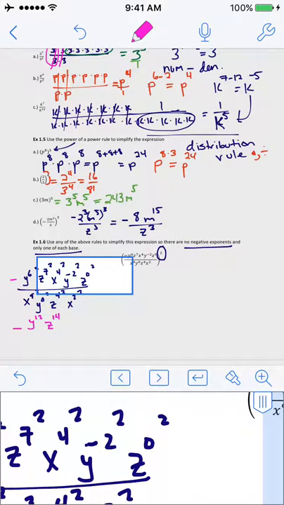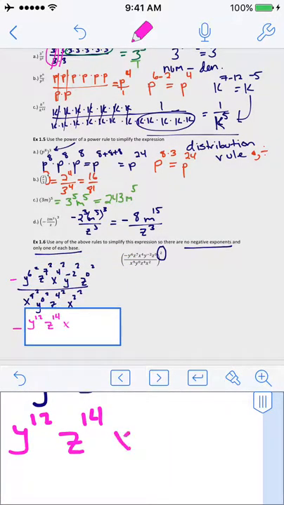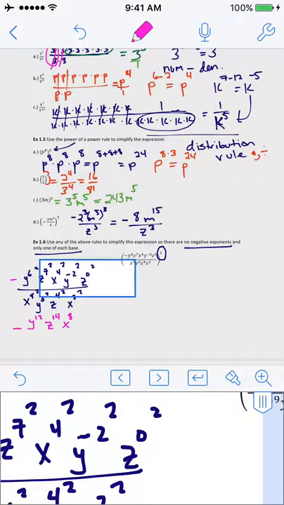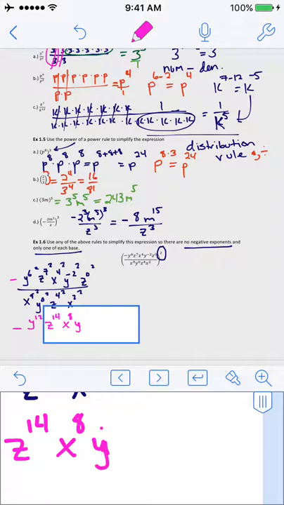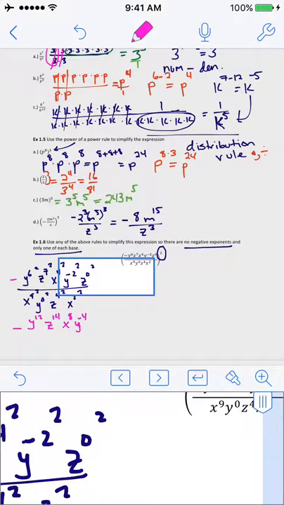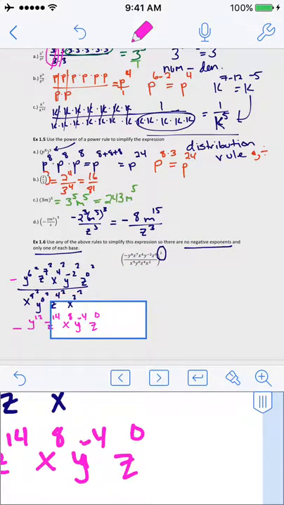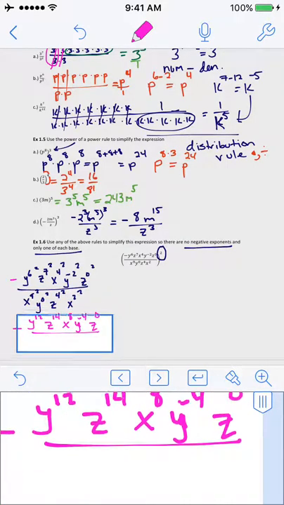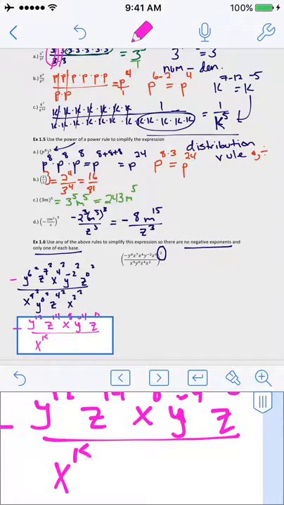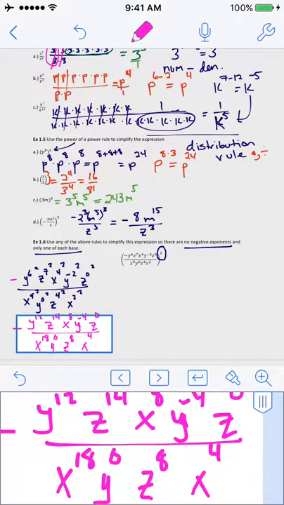x to the 8th, y to the negative 4th, z to the 0. All of that over x to the 18th, y to the 0, z to the 8th, x to the 4th. So I just multiplied every single set of power to a power that I had.